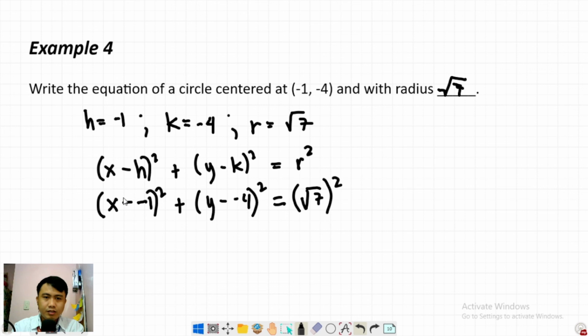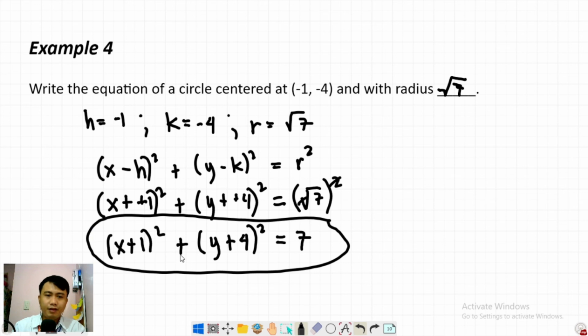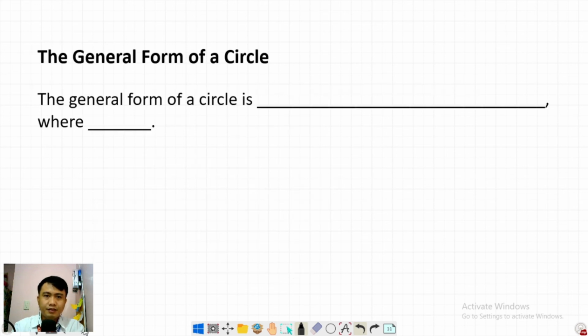So, copy, change. So, this will become plus and positive. This one, plus and positive. So, we have x plus 1 squared plus y plus 4 squared. So, cancel na po natin yan. We have 7. So, this is the equation of the circle. Okay? Okay, so we are done with the standard form of a circle.